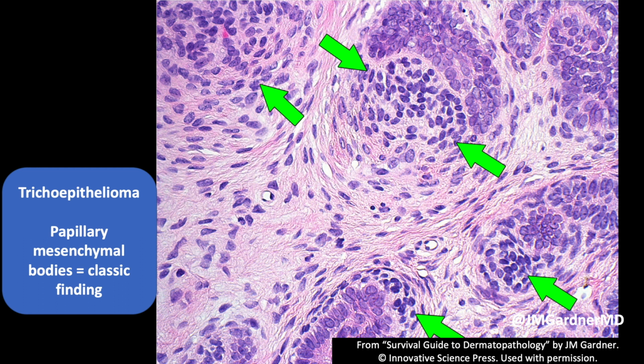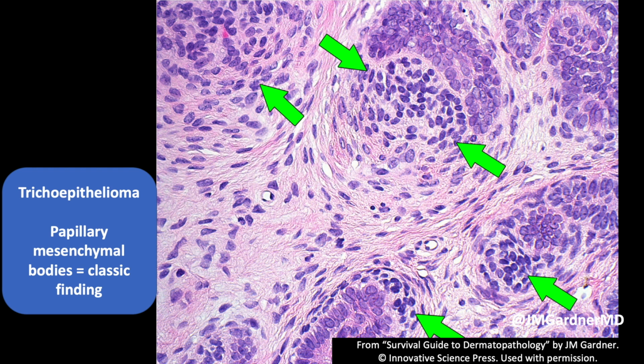But in my practice, if it looks good for trichoep and I see papillary mesenchymal bodies, I feel comfortable saying trichoepithelioma. If they're old and sun damaged and I don't see good papillary mesenchymal bodies and I'm not sure, then that's a time where I may say it's a basaloid neoplasm. I think it's a trichoep, but I can't see the whole lesion.